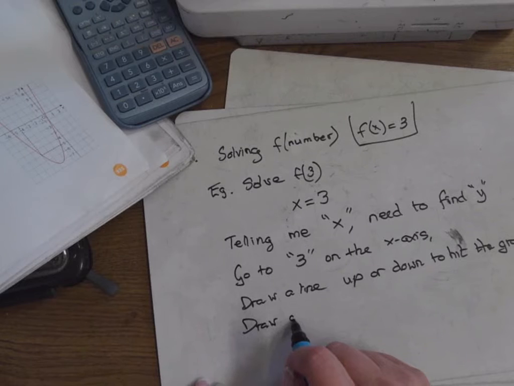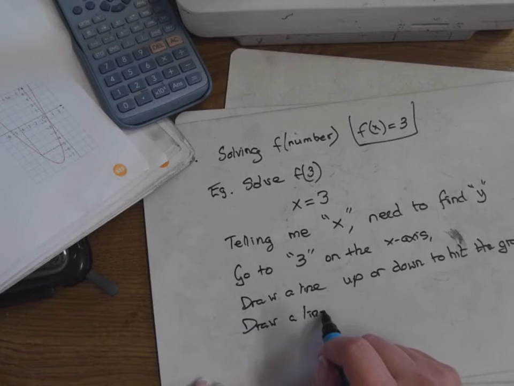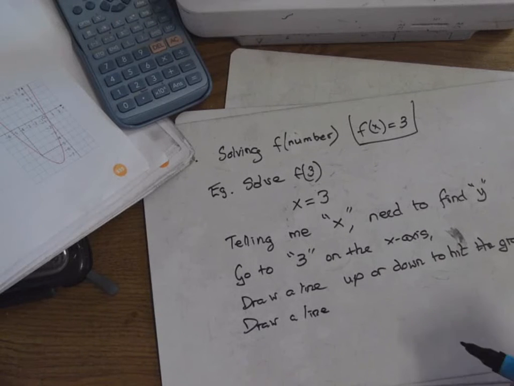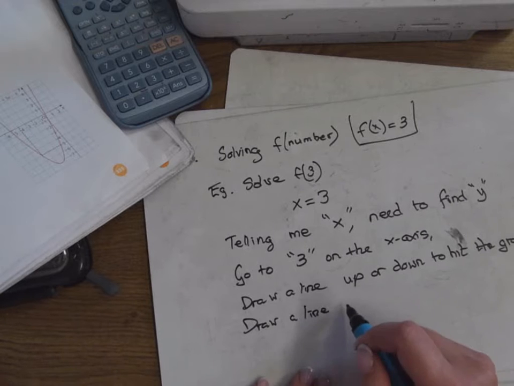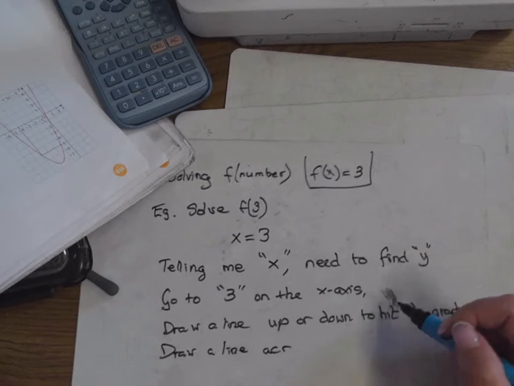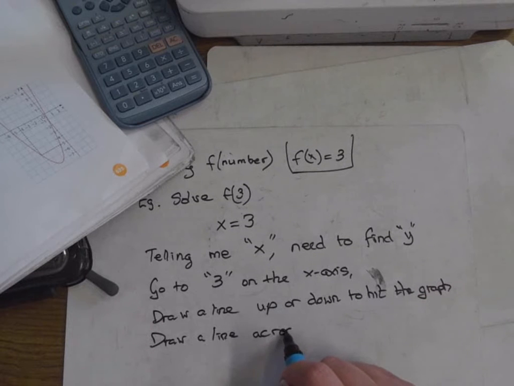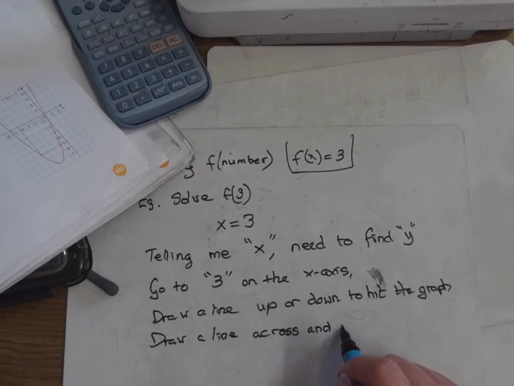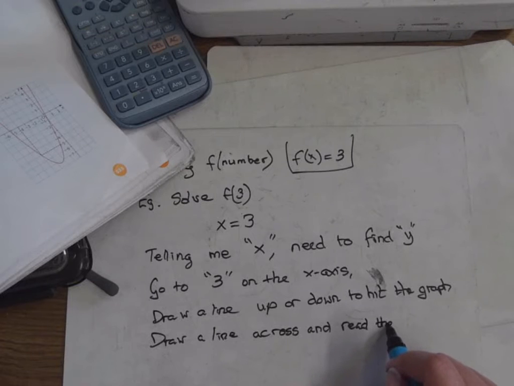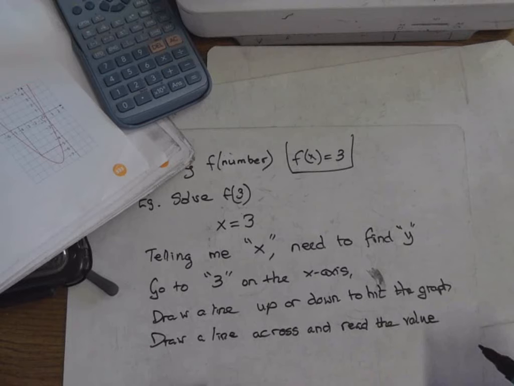Now, last night's graph drawn, I'm going to use that as an example. You don't have a graph drawn, okay, so you can just watch me. Draw a line across and read the value. Okay, is that alright? So, this is how you do it.